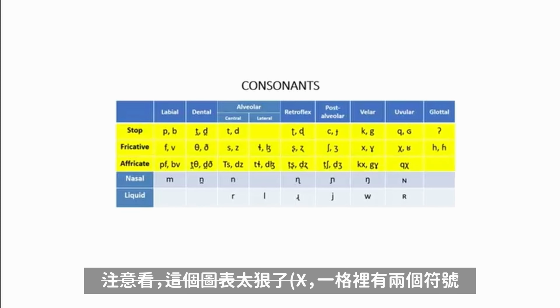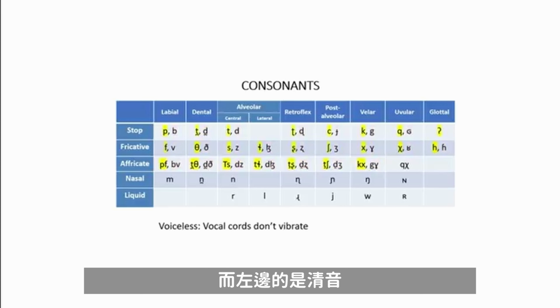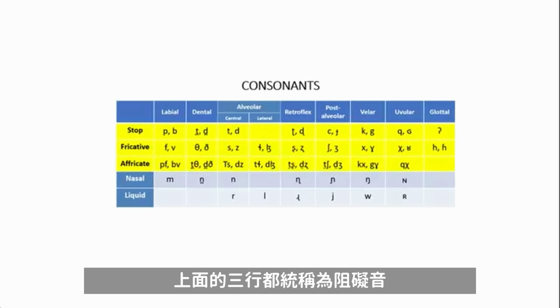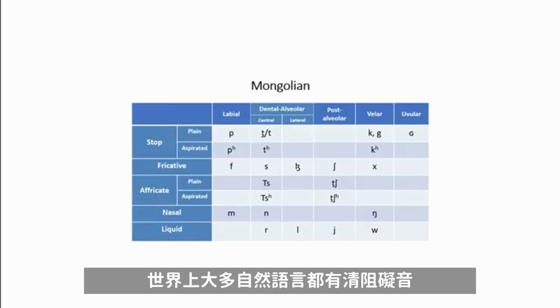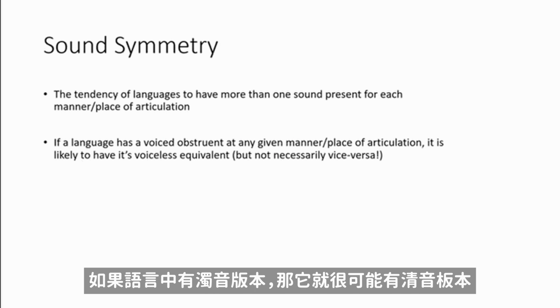Notice how all of these spaces on the chart contain two symbols. The ones on the right are voiced, meaning they require the use of the vocal cords, while the ones on the left are voiceless. All of these sounds are collectively called obstruents. All natural languages in the world feature at least some voiceless obstruents, but not all natural languages have voiced obstruents. If a language has a voiced version of an obstruent, then it will very likely have its voiceless equivalent.